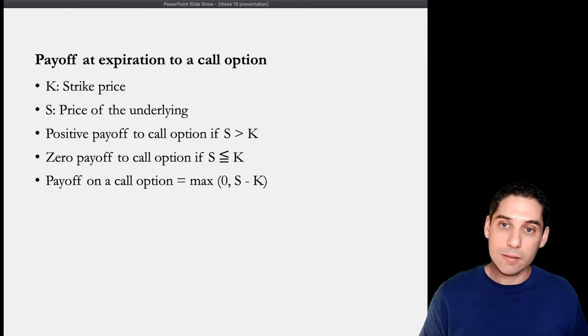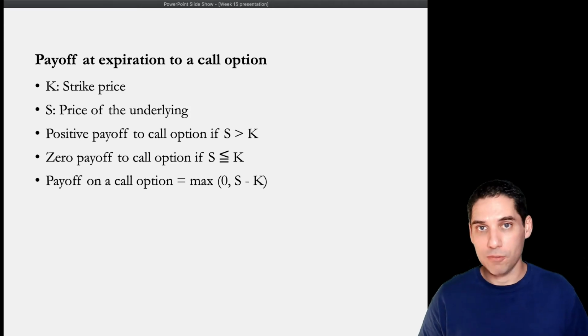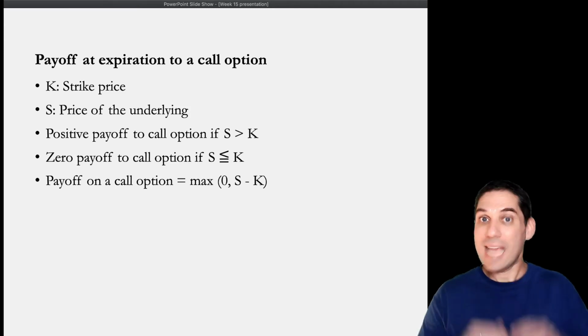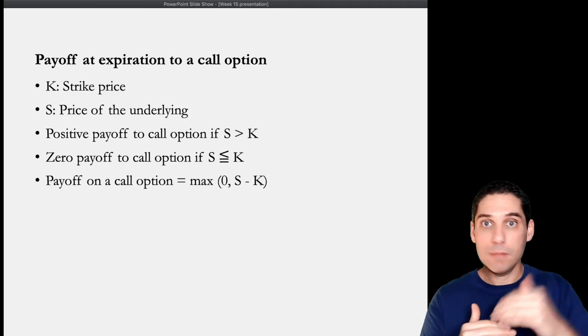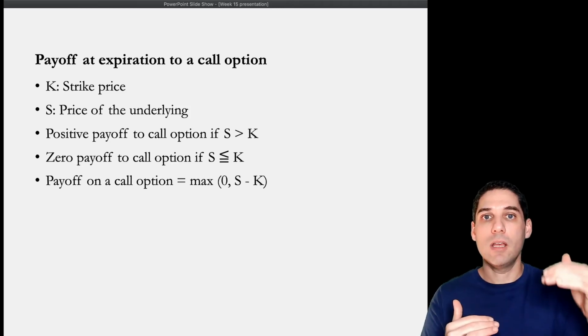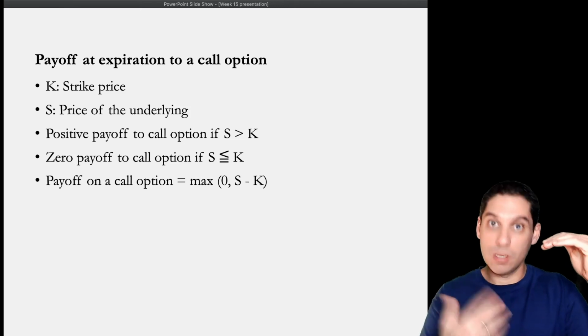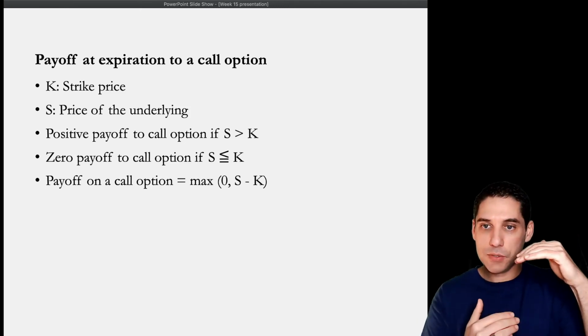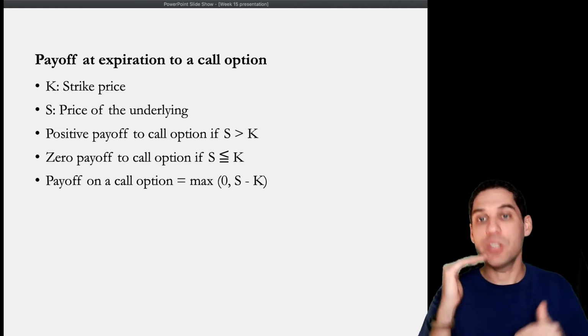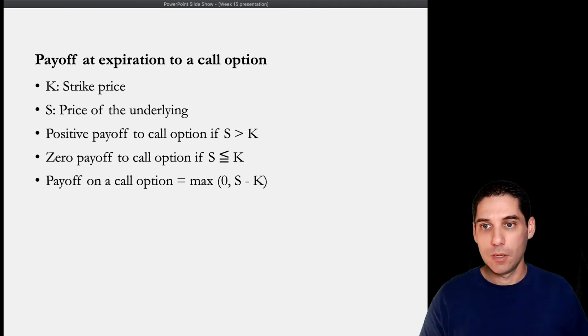If it's not, then we have zero payoff. So that's the beauty of options, right? The payoff is asymmetric. We have a positive payoff if the underlying is worth more than the strike price, but zero payoff otherwise, not negative, okay?